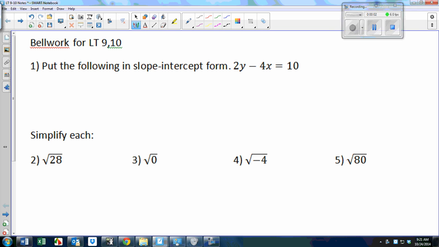All right, in learning target 9 and 10, we're going to be dealing with the quadratic formula, solving quadratics, but there's a few bell work warm-up problems here that we need to address. I couldn't even remember why I put number 1 on here until I did the notes myself. Why would I be looking at slope-intercept form, y equals mx plus b, in a quadratic unit? Well, let's see. What would you do to put that in slope-intercept form?